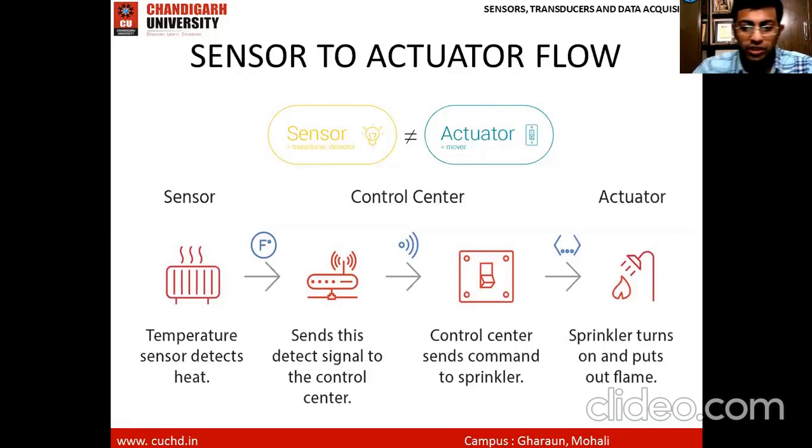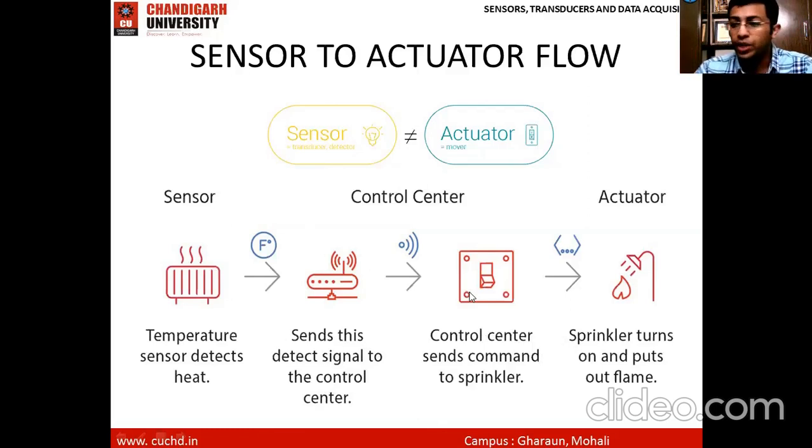To show the difference between them, or to show a sensor to actuator flow, you can see the diagram below. Here, first of all, a temperature sensor has been used to detect, means if temperature goes very high, if smoke is there, it is used to detect heat here, in degrees Fahrenheit or degrees Celsius. Then the control center is there in between, which is used to send this detected signal from the sensor to the control center via wireless medium or cables. The control center will now send the command to the output device.